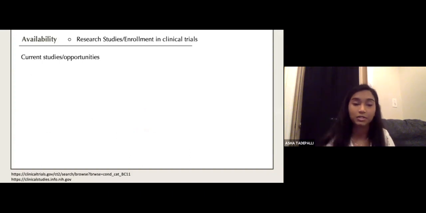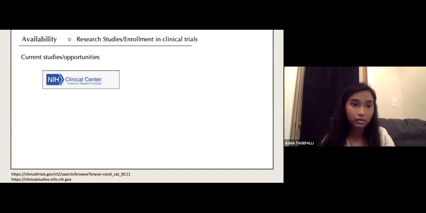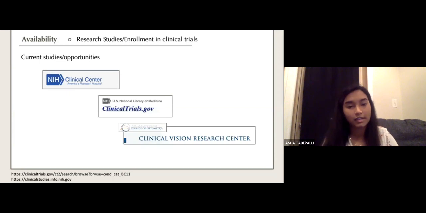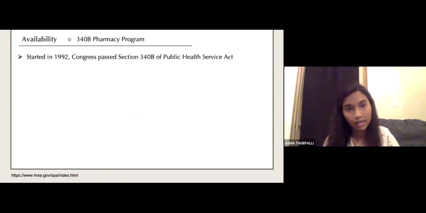Current studies and opportunities that are available online for us to see transparently include the NIH's Clinical Center, clinical trials to the United States National Library of Medicine. And then, of course, as it relates to optometry, those that are available at SUNY College of Optometry, the Clinical Vision and Research Center. As you mentioned earlier, availability, when we talk about a patient that comes in and says, I need specialized medication, I can't get it.